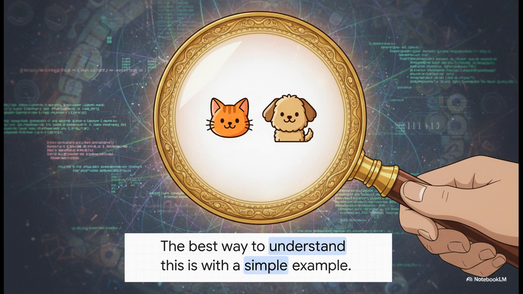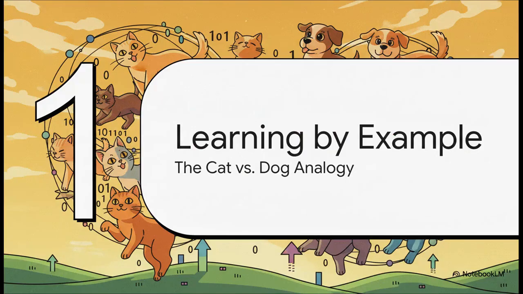So to make this idea crystal clear, let's use a simple, classic example that pretty much everyone on the internet can appreciate. Let's talk about cats and dogs. We're going to imagine we want to teach a computer to tell the difference between the two. This is the go-to example for a reason. It gets right to the heart of what it means to learn by example.